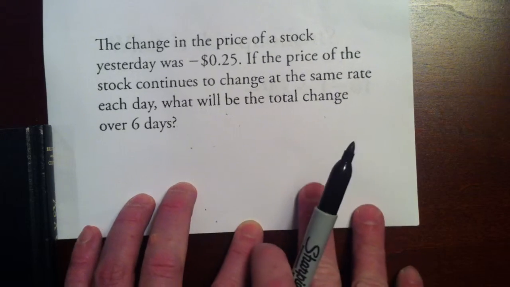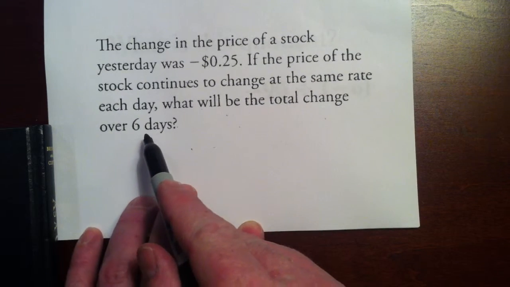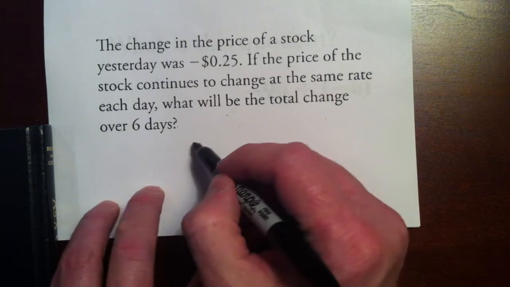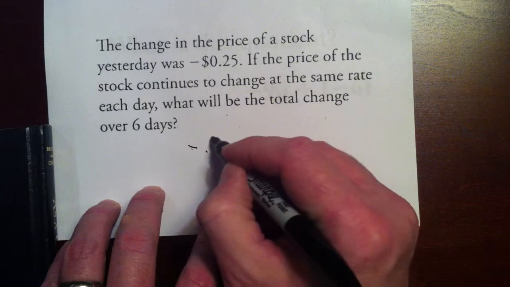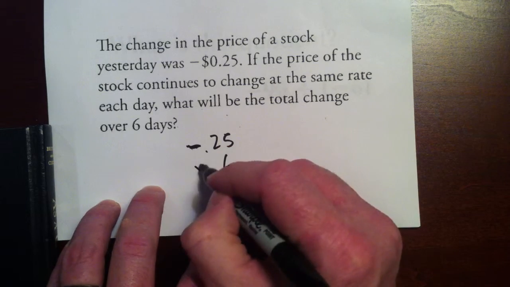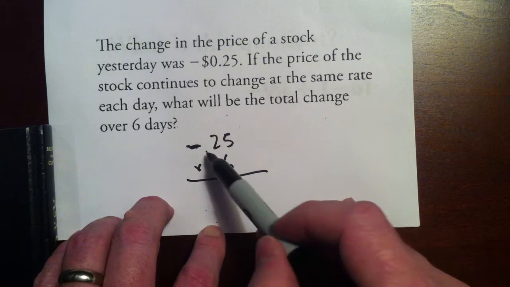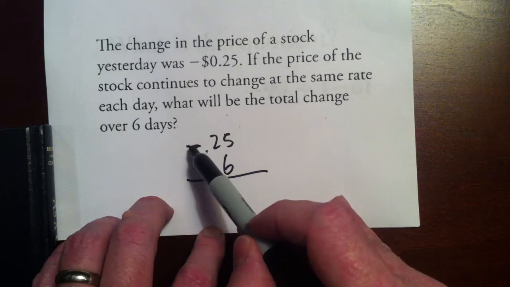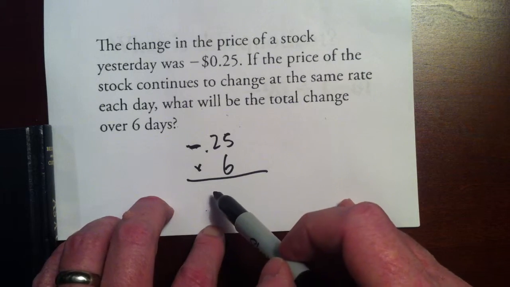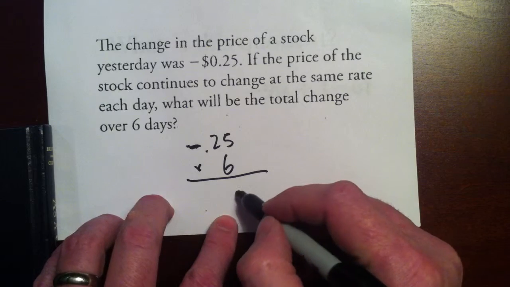Okay, well, if it drops one day, and then drops another day, and then drops another day, and so on up until 6 days, all we simply do is multiply negative 0.25 times 6. And remember, we're multiplying here. Well, by rule, our answer must be negative, because we have one negative, we only have room for one more. So all we do is simply multiply out, move our decimal places over, and we have an answer.